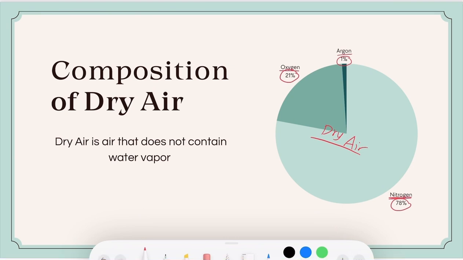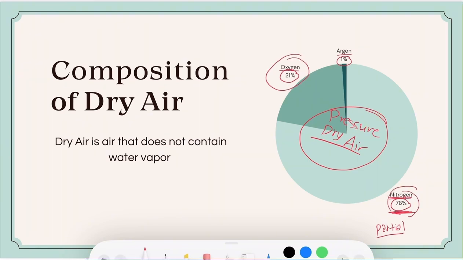Also, if you think of this whole circle as the pressure of dry air, then nitrogen has the most pressure, or the partial pressure of nitrogen is the most. So the total pressure of dry air is equal to the partial pressure of nitrogen, partial pressure of oxygen, and the partial pressure of argon.